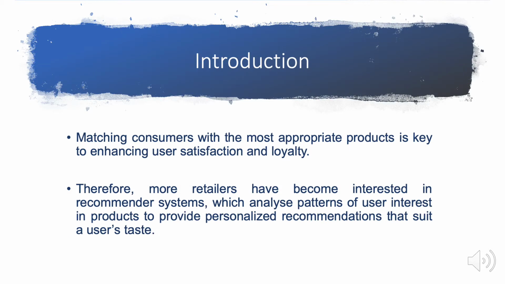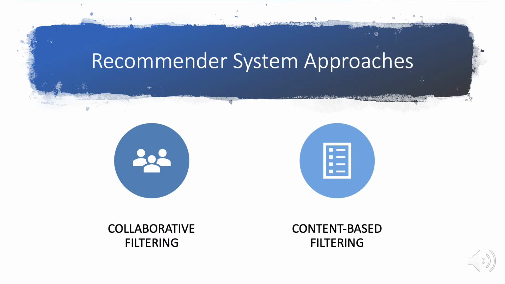A recommender system is a system that seeks to predict the rating or preference a user would give to an item. Recommender systems usually make use of either or both collaborative filtering and content-based filtering. Collaborative filtering approaches build a model from a user's past behavior as well as similar decisions made by other users. This model is then used to predict items that the user may have an interest in.